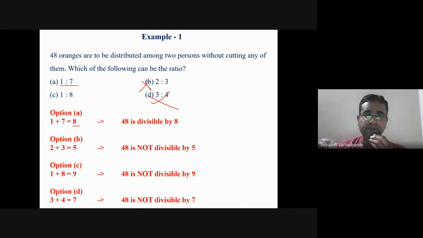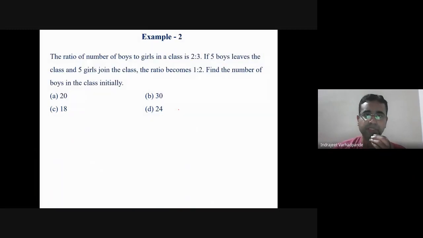So wherever we have to find whether that ratio exists, whatever number is given, we will be dividing it by the sum of the numbers in the ratio, and then accordingly we proceed.